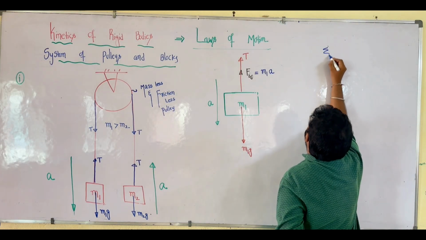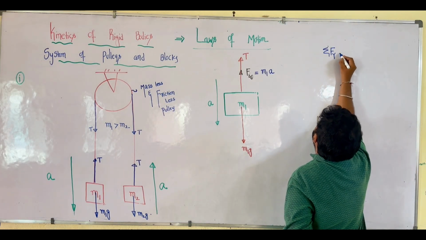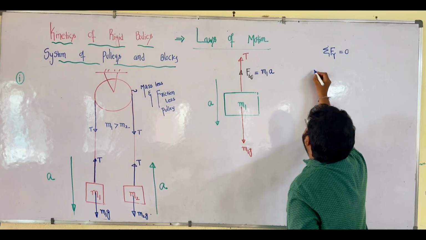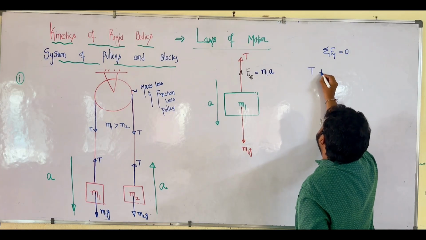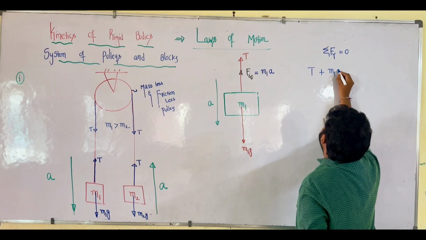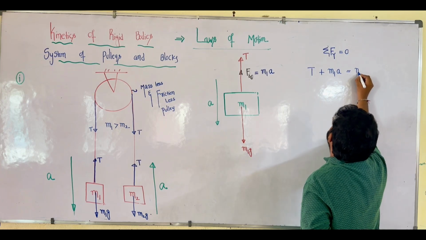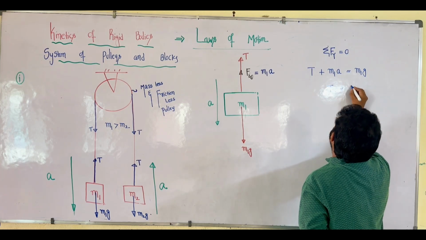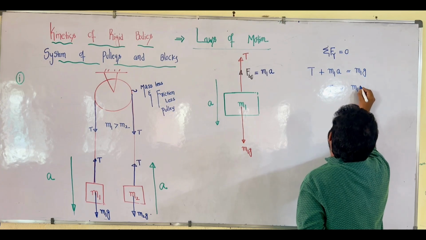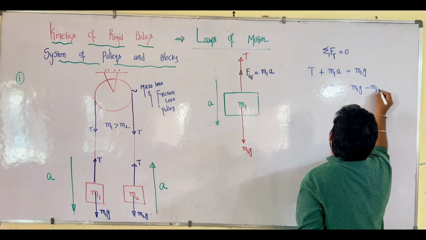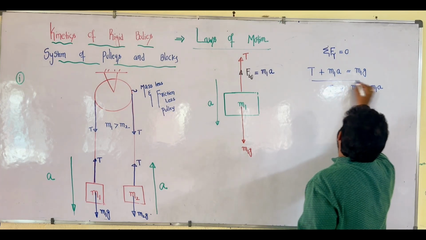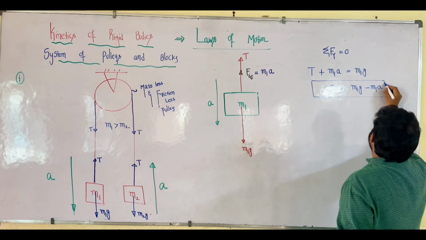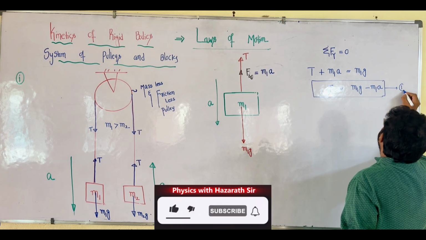Sum of the upward forces equal to sum of the downward forces. Then what comes, tell me? T plus M1A, that equals how much? M1G. Then T equals how much? M1G minus M1A. This would be equation number 1.